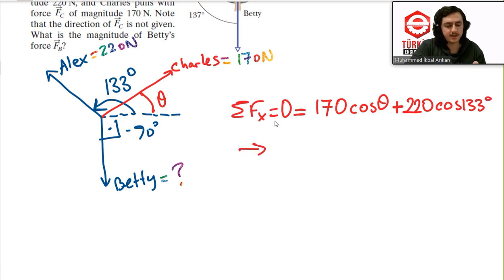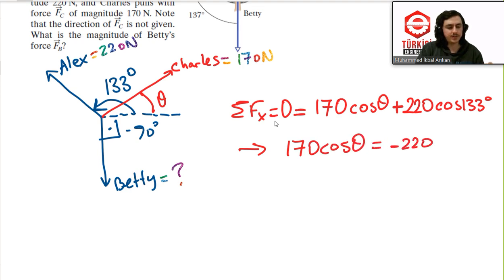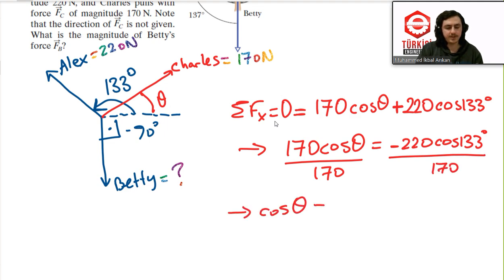So for calculating cosine theta, this is unknown. If I know cosine theta, I can calculate theta. So let's first calculate cosine theta. How can I calculate cosine theta? Let's move this one to the other side. So this one will be equal to minus 220 cosine of this angle. When you divide both sides by 170, you will get cosine of theta. That will be equal to this one.